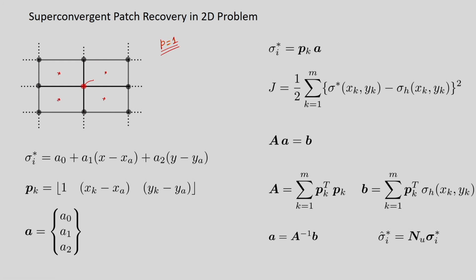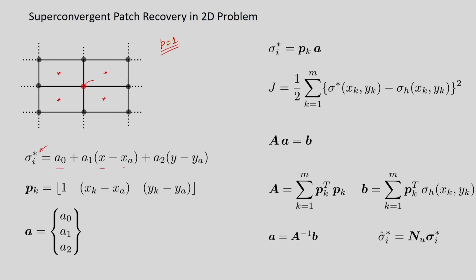We know the stresses from the finite element solution at each of these superconvergent points. Now we have to calculate the recovered stress over the whole patch. The recovered stress expression is written as this, and because p equal to 1, we have taken only the linear terms.